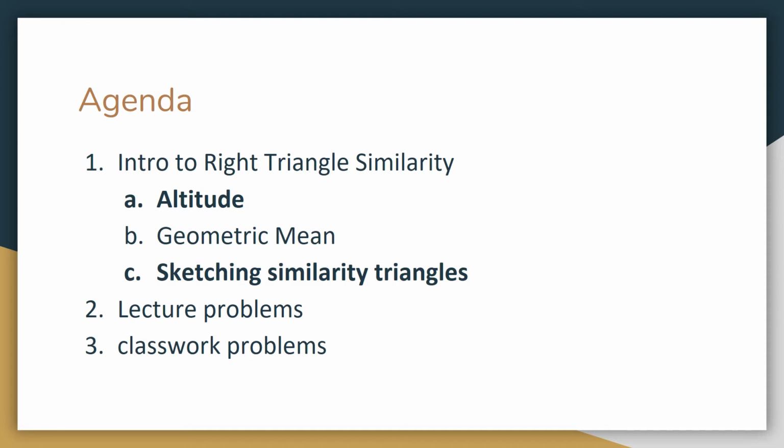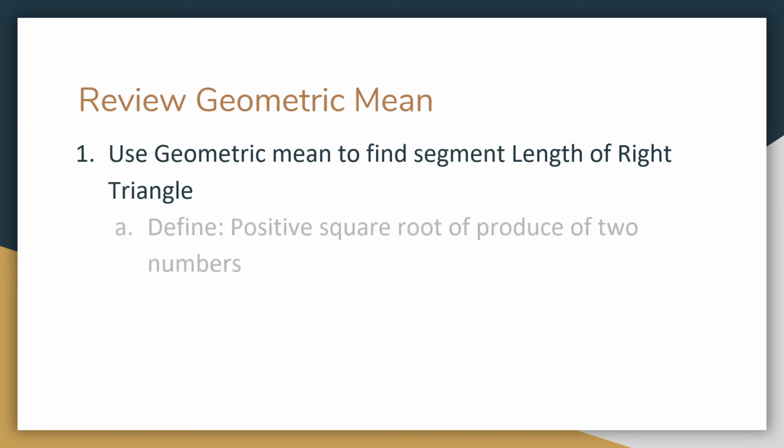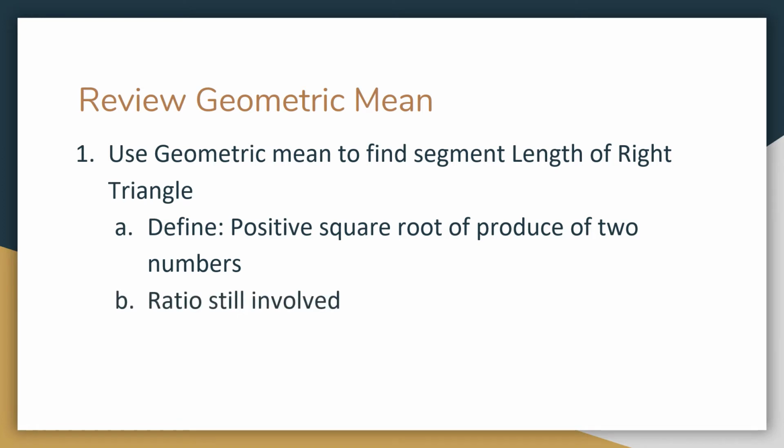You'll have a handout, which you should refer to as we go through the lecture. So, review geometric means. This is just from Friday. Basically, the definition is the positive square root of the product of two numbers. And then basically we're back looking at ratios.